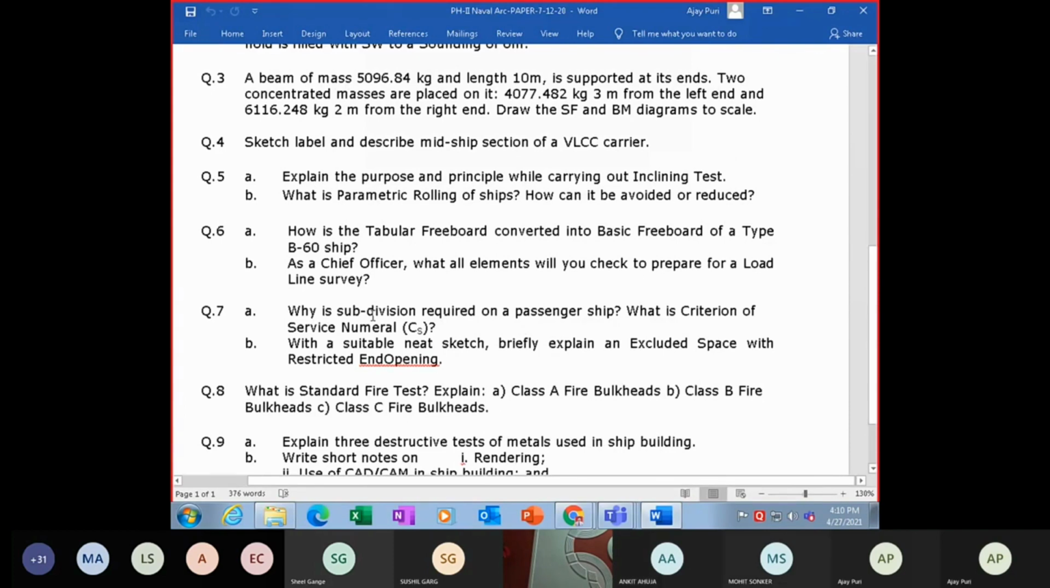7A is your subdivision requirement, which we have done today. And what is the criterion of service numeral, CS? That formula you have to write and explain. 7B is your excluded space with restricted end opening. Excluded space with restricted end opening means certain barriers put on the end opening. That way, which one is restricted, which one is excluded, which one is included, that you have to make.